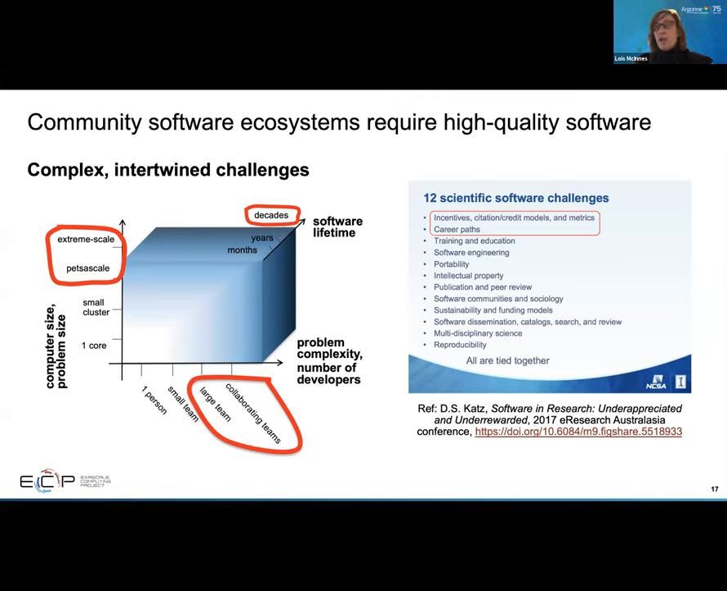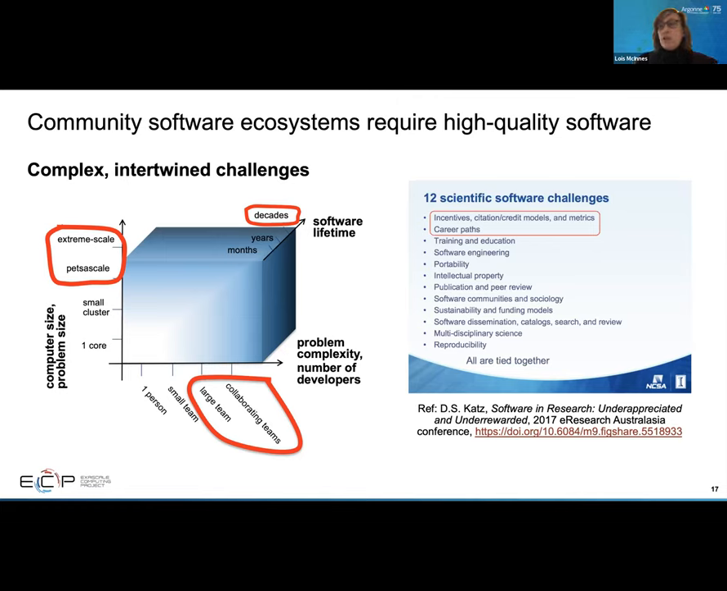So this slide on the right shows a summary of many of the challenges as articulated by Dan Katz in a presentation that he did several years ago. I think this is a nice articulation of our challenges across all sorts of areas relating to communities, sociology, technology, training, incentives, career paths. And all of these are intertwined together. There's no one that we can separate out and tackle separately.